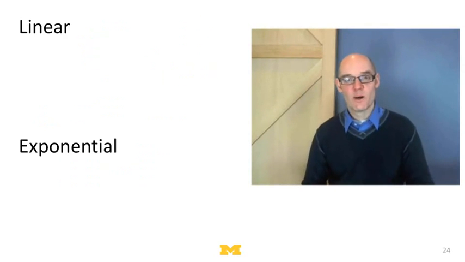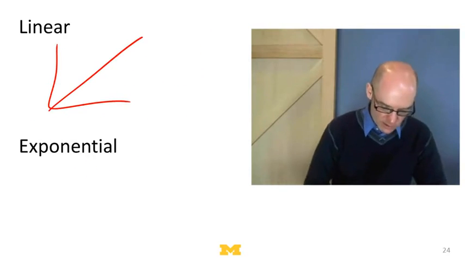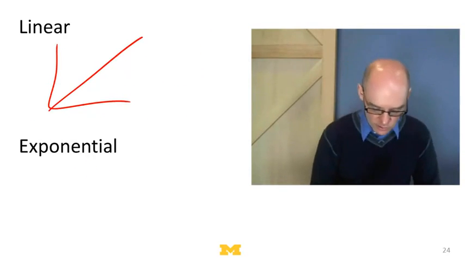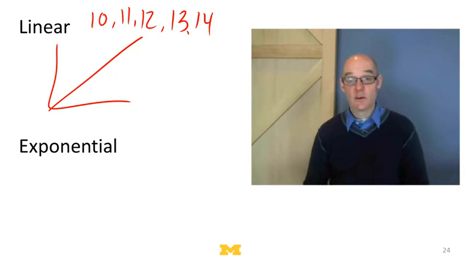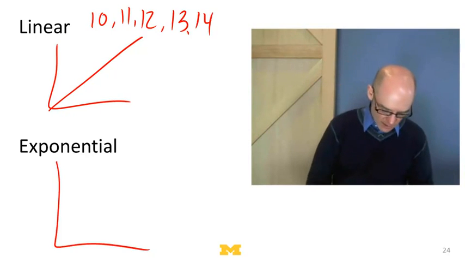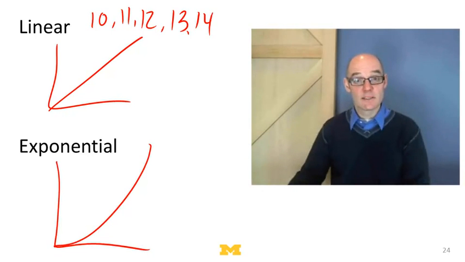So why is that so important? The reason it's so important, let's go back. Remember we talked about linear functions in the previous set of lectures? A linear function looks like this. So that would mean that growth would go 10, 11, 12, 13, 14, and so on. Exponential growth goes like this. It zooms up even faster than something like x squared.